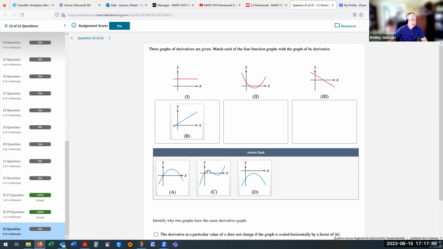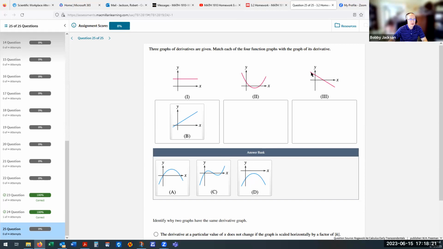Well, look at C. It's got a horizontal tangent line right here at this local max and right here at this local min. So it has two places where the derivative is 0. So this one here has two places where the derivative is 0. So this one is going to match up with this one. These two, where the peak of each of these has a derivative of 0, is going to match up with this one. And both of these are going to match up with this one.